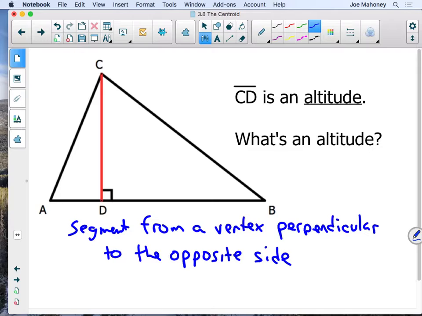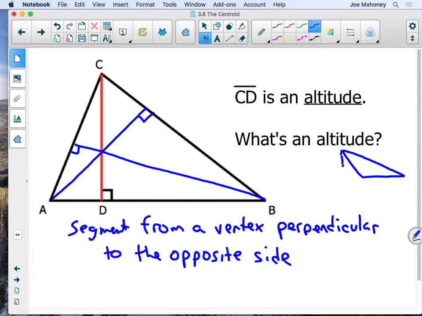Now, if we start at angle A, though, we can draw another altitude. And if we start at B, we could draw another altitude. So triangles have 3 different altitudes. And maybe you've even seen the obtuse triangle. Kind of looks like this a little bit. And have you seen that it has an altitude that's outside the triangle? Maybe you've seen that picture before. So at least now we know what an altitude is.